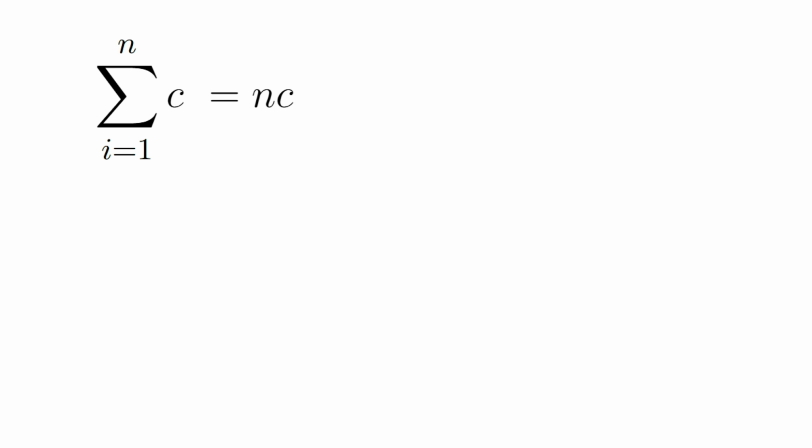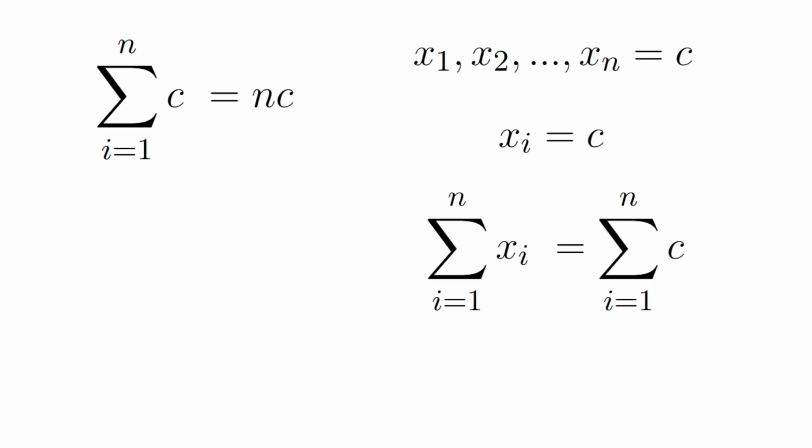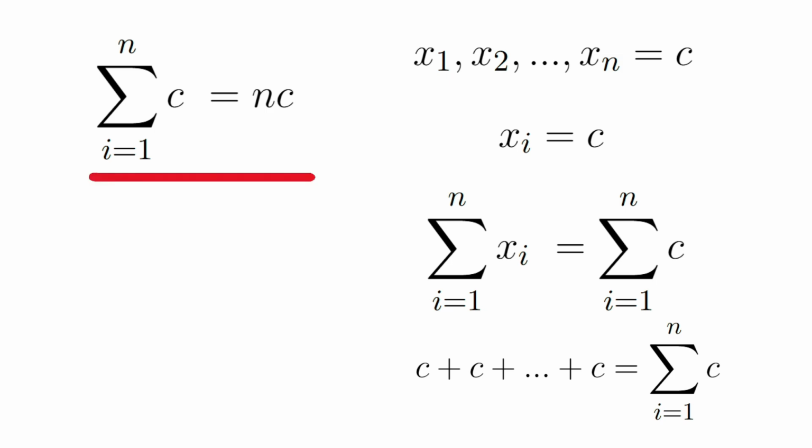To give you my own explanation as to why we get n times c, suppose we have x1, x2, all the way up to xn, and they are all equal to c. We can then say that xi equals c for any i because all xi's are equal to c. Now, if we sum over the i's on both sides of the equation, then we're going to get this equation, right? This then also means that this equation is true. I just simply expanded out the summation for the xi's. And since all xi's are equal to c, we finally get this equation. And so therefore, we can conclude that this equation is true.